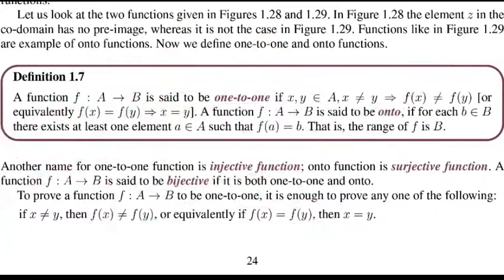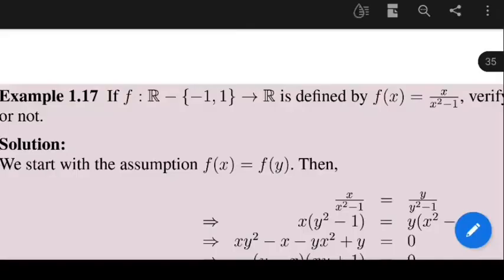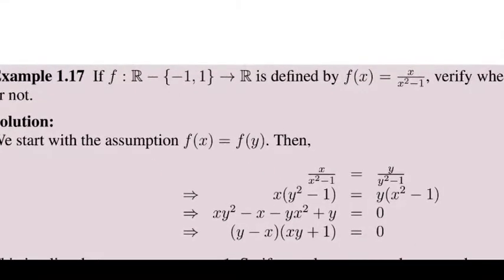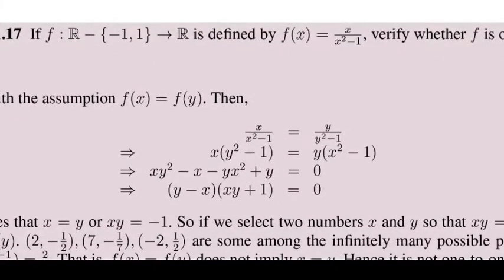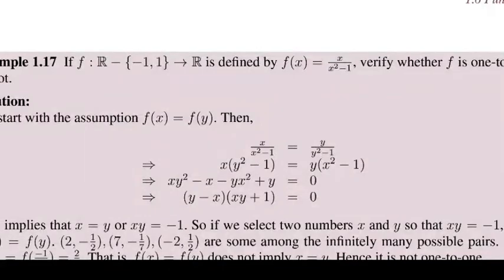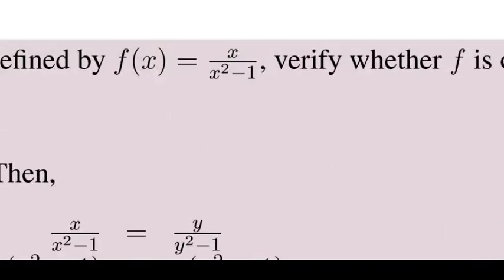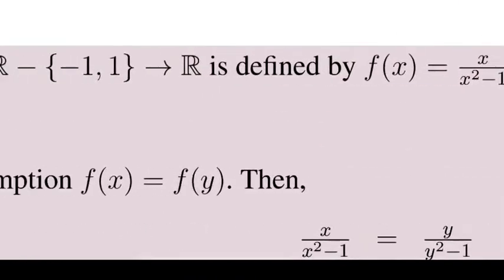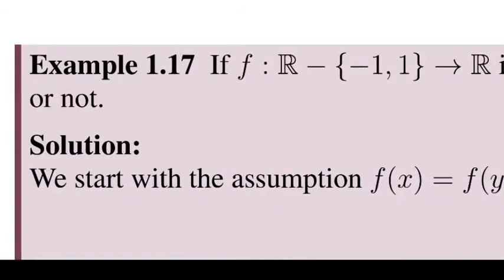Okay, example 1.17. If f from R minus {-1, 1} to R is defined by f of x equal to x by x square minus 1, verify whether f is one-to-one or not. Here we are going to prove whether f is one-to-one or not. No need to prove onto. This is the question of example 1.17.